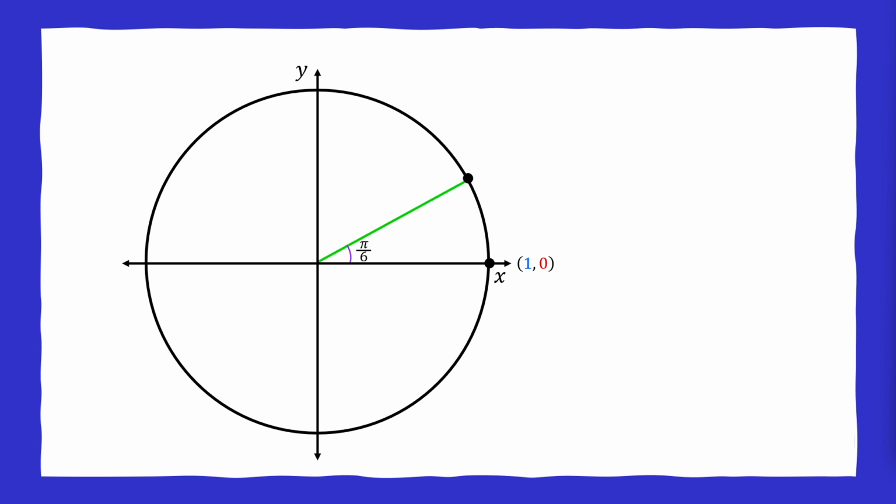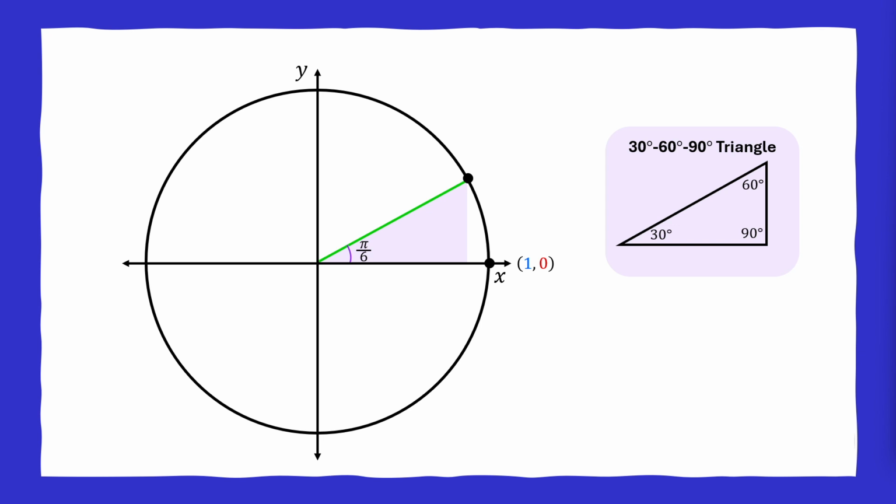To determine the coordinates of the point on the circle, we analyze the right triangle formed by this angle. This is a 30, 60, 90 degree triangle, which has a well-known relationship among its sides. If the hypotenuse is 2a, then the shorter leg, which is opposite 30 degrees, is half of the hypotenuse, or just a. And the longer leg, which is opposite 60 degrees, is the shorter leg multiplied by the square root of 3, or a times the square root of 3.